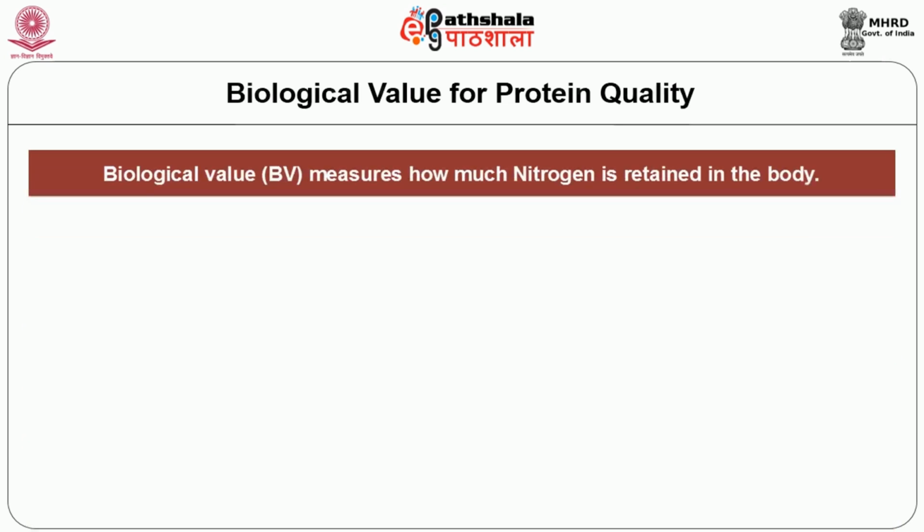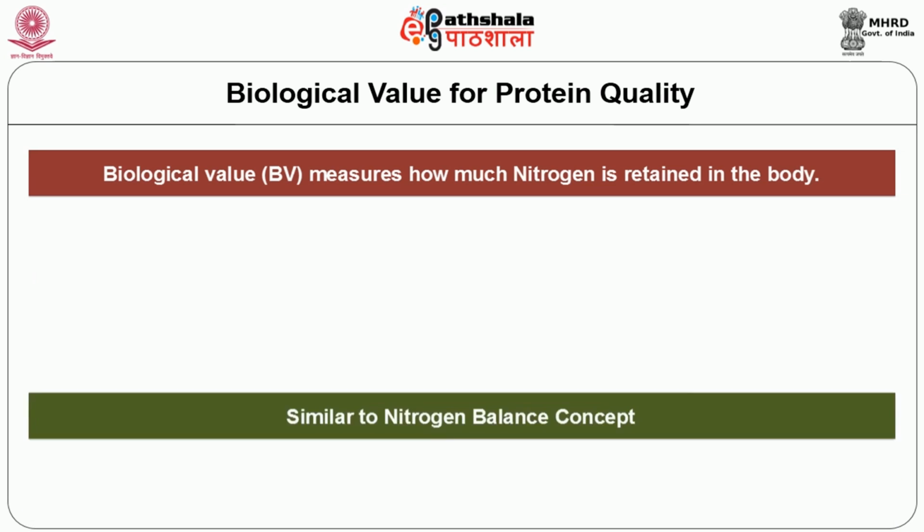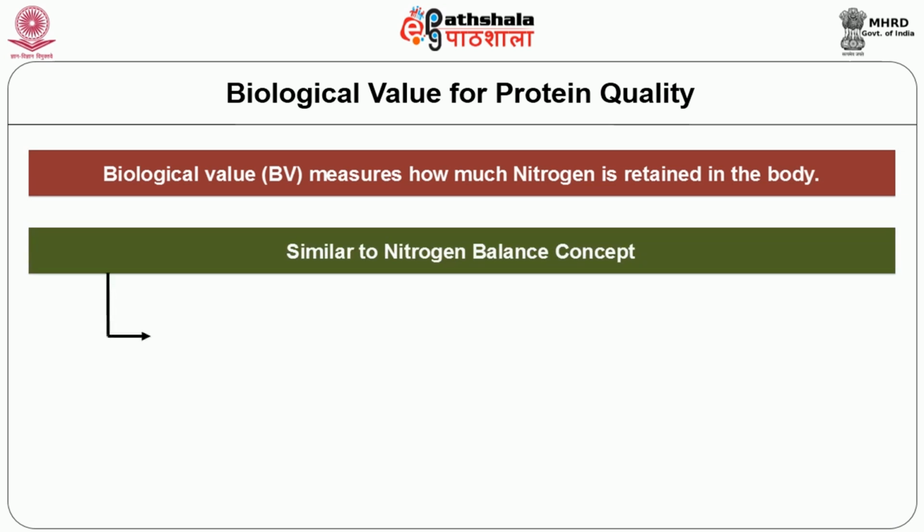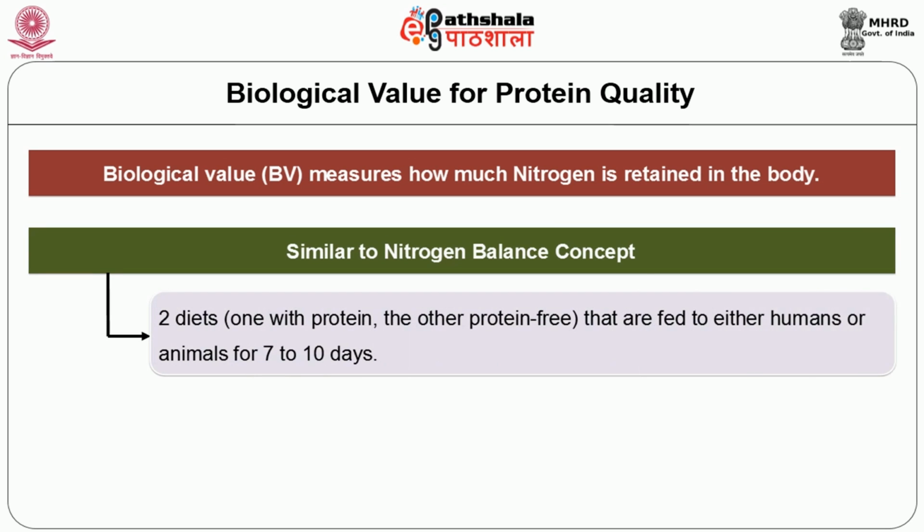So, biological value, that is BV, measures how much nitrogen is retained in the body. Similar to the nitrogen balance concept, two diets, one with protein and the other protein free, are fed to either humans or animals for 7 to 10 days. Here we should also understand what protein free means. See that two types of diets will be prepared. One is the test diet, and the other contains no protein at all.